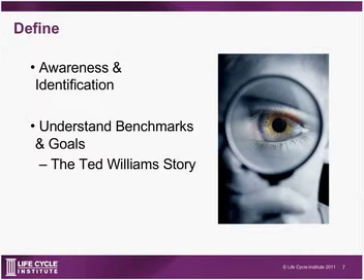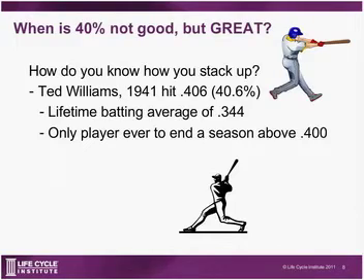First, define, the D in the DMAIC process. We need to be aware and identify what the problem is. What is it that we're trying to fix? Are we going after the big fish? And for this, we need to understand our benchmarks and goals. And a great example is the Ted Williams story. When is 40% not a good number, but actually a great number?